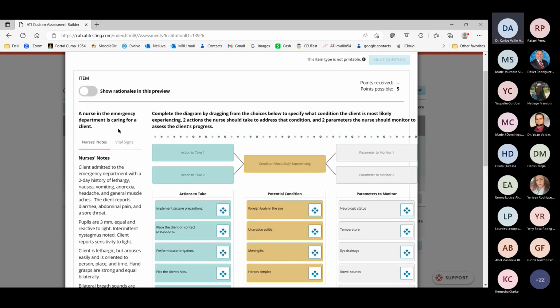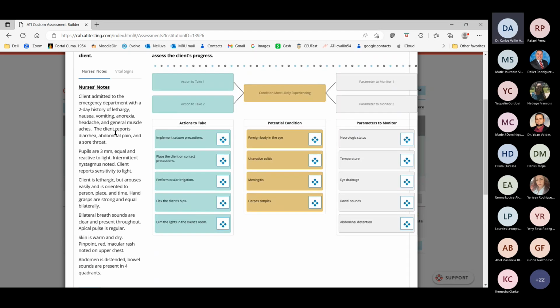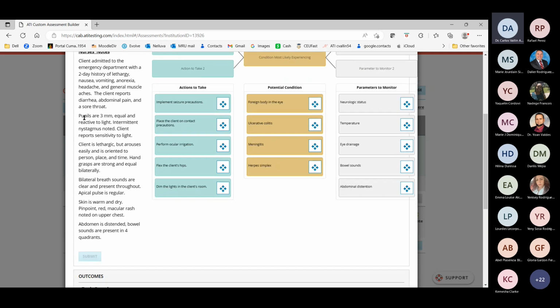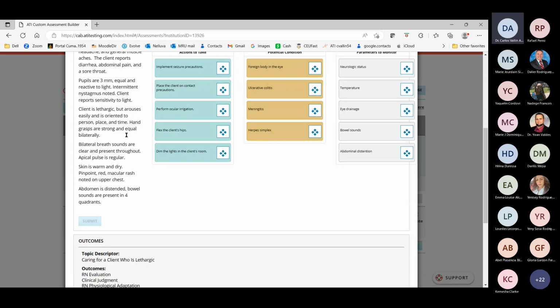We don't know the age, and the patient seems to have like a gastroenteritis: abdominal pain, diarrhea, sore throat, vomiting, and now is lethargic. Maybe very dehydrated. Those are the things that you need to start thinking about. Pupils are 3 millimeters, equal and reactive to light, intermittent nystagmus. Client reports sensitivity to light, photophobia.